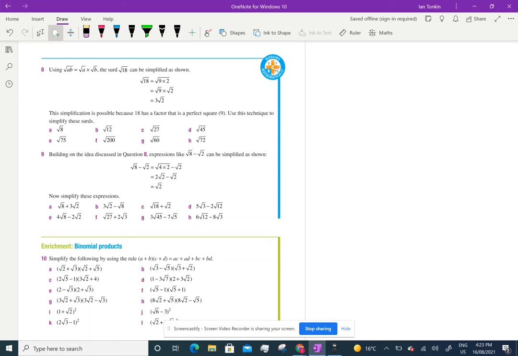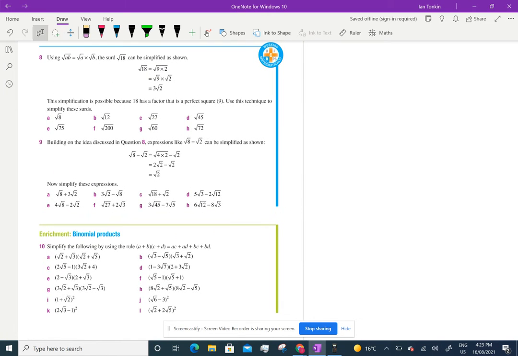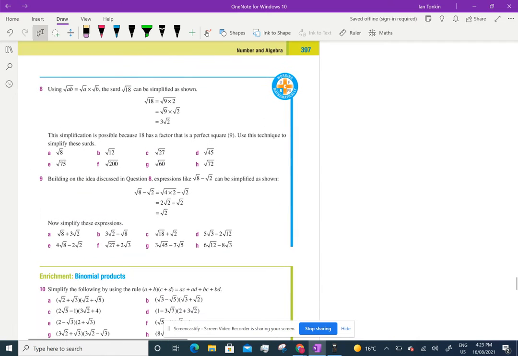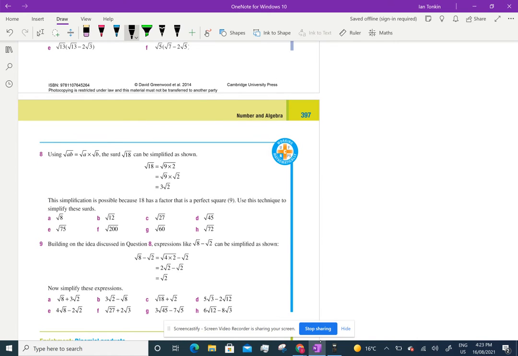Okay, Year 9, I'm going to go through the rest of the questions that you need to do from exercise 6i. So this is 8, 9 and 10. Now I want you to do all these questions, but I'm only going to do a couple and I'll leave you to do the rest. So question 8. Again, here we need to know our square numbers.